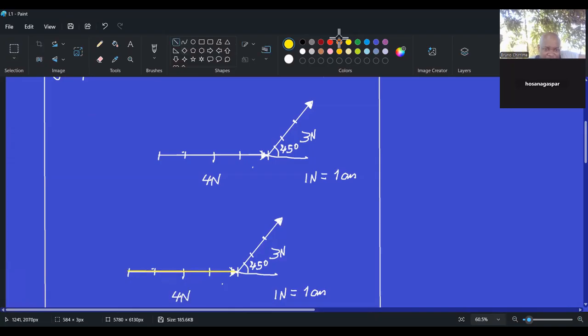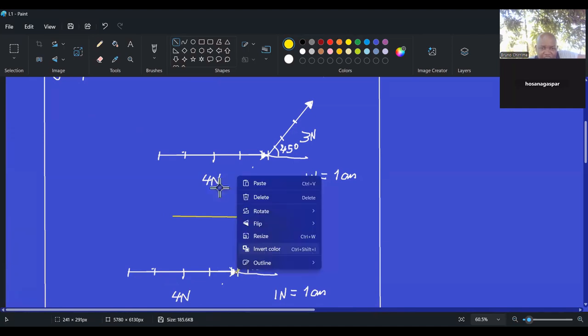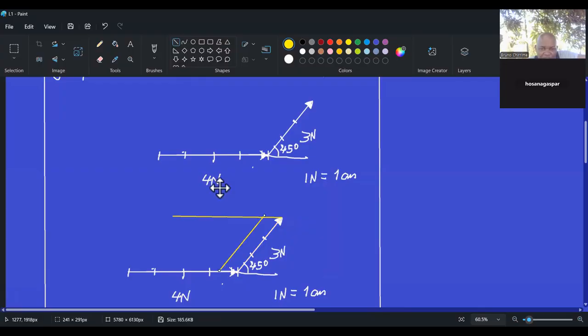Not the tip. You see the 3 Newton vector? The head will be right there, not on the head of the 3 Newtons, but where there's just a dot, where it's just a line. Basically you will just mimic the two vectors, and then move the lines. So you have to draw a parallelogram, right?